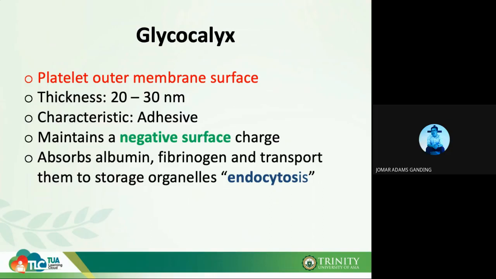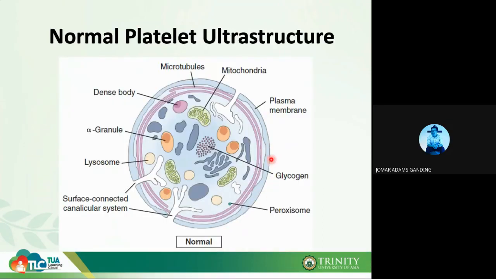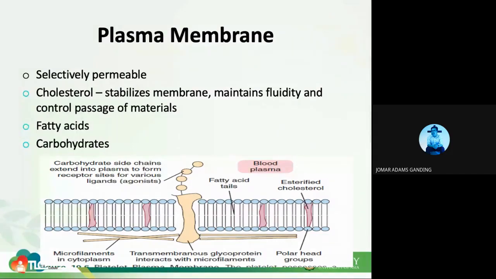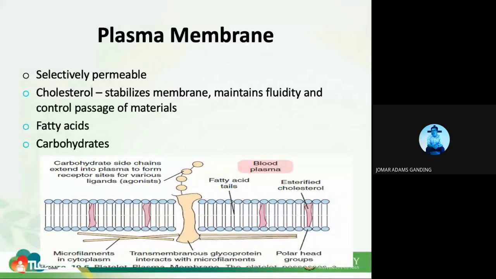Next, after your thick glycocalyx, here comes your plasma membrane. Your plasma membrane, similarly to all other cells, is a semi-permeable membrane. It is selectively permeable. We have cholesterol, fatty acids, and carbohydrates here. Every structure of our cell is comprised of a lipid bilayer. Your cholesterol stabilizes the membrane and also maintains the fluidity of the plasma membrane.